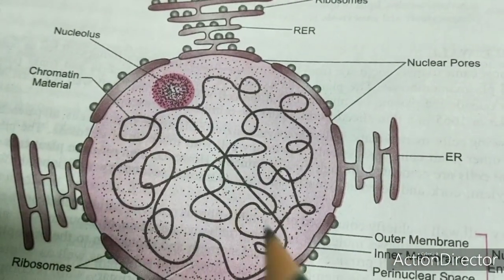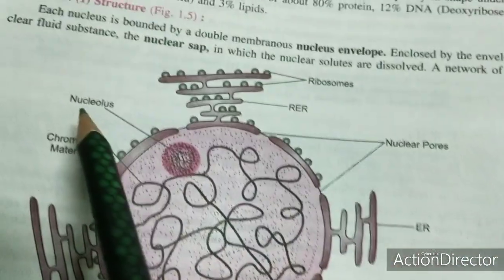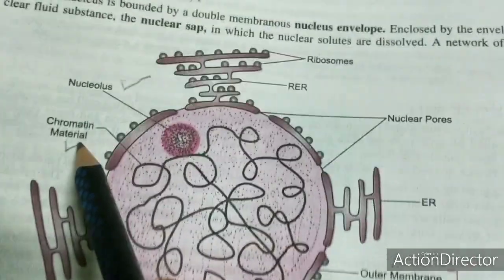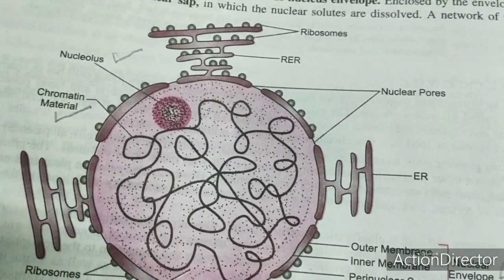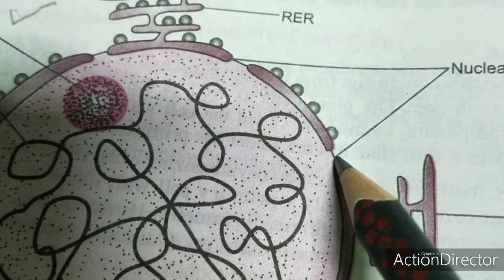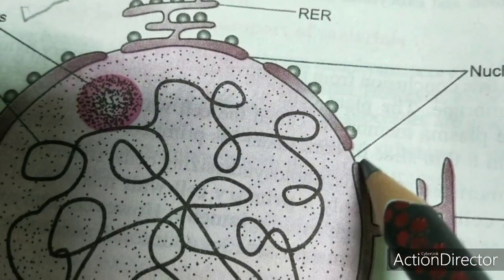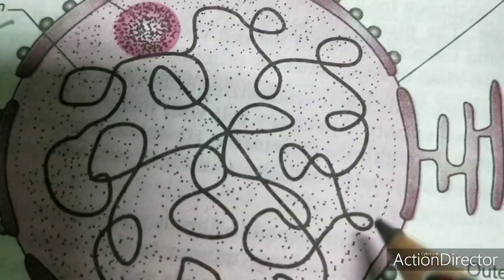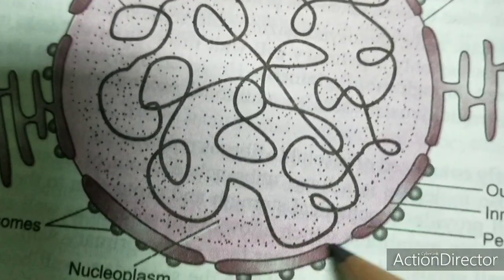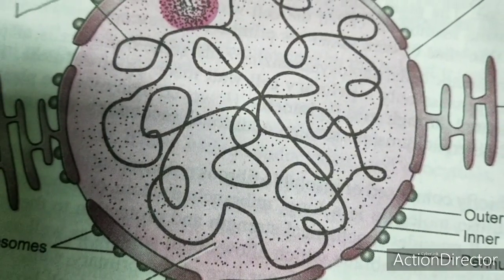Let us know what are the important functions of the nuclear membrane, the nucleolus and the chromatin material in detail. As you are seeing here, the nuclear membrane is porous. Its nature is porous. Porous means it has minute holes on its surface. So these pores allow the materials to move inside and outside the nucleus.